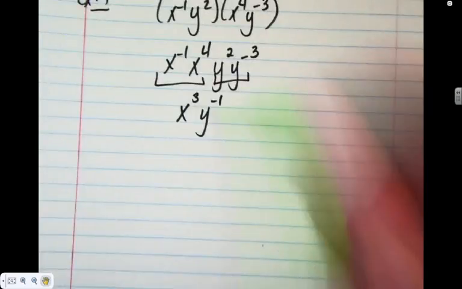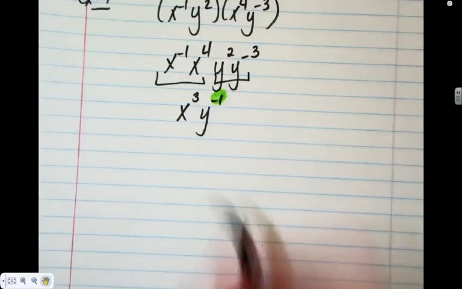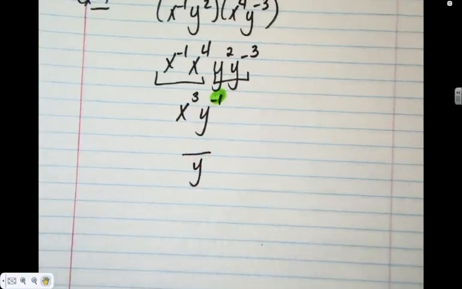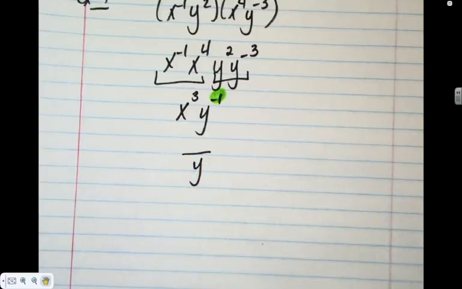Don't like negative exponents. Ugh, yucky. What do we do with negative exponents? We flip it, so if it's on the top, it goes to the bottom, so my y is going to move down. Where did the minus 1 go? It's still there, but do we need to write it? What's on the top? Ooh, careful, what's on the top?